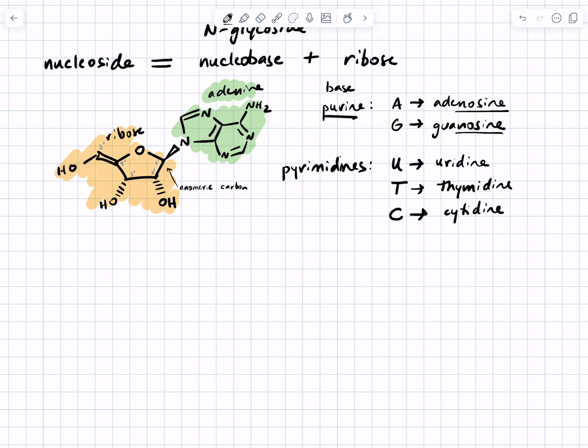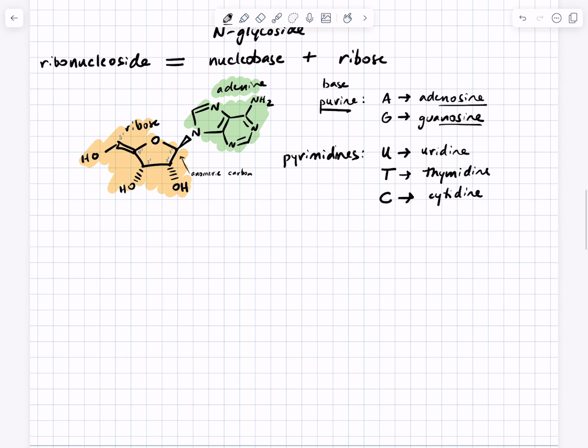Now, those are ribonucleosides. And that is a structure that is found, minus the phosphate part, but that's something that's on its way to be found in RNA.